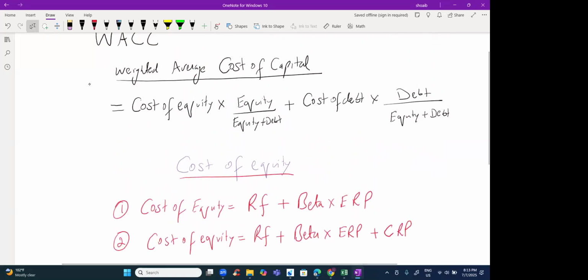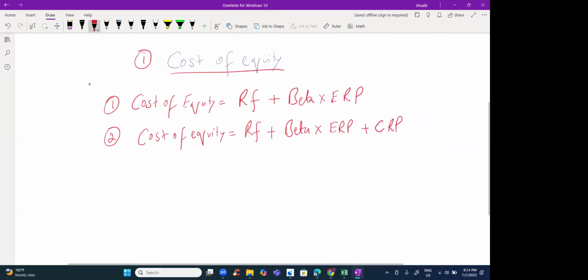So we are studying WACC. Number 1 point is cost of equity. Number 2 point is cost of debt. Number 3 point is proportion of equity. Number 4 point is proportion of debt. So we will start from the number 1, cost of equity. Okay. So let me take 2 examples. I will explain 2 formulas. Let me explain the number 1 formula.